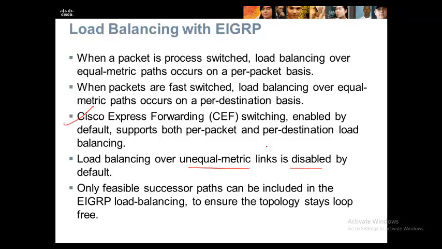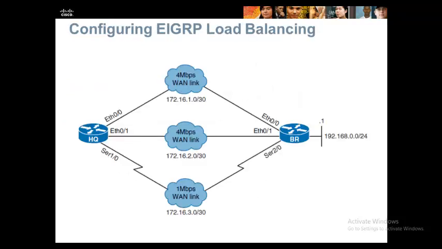Let's go next. Okay, here we go. Headquarters has got 3 paths to reach branch office. The bottom link is 1 megabit per second. The above two links are 4 megabits per second. So what do you think? Headquarters will use to reach this network both this path and this path simultaneously, parallelly, which is enabled by default. We call it as equal cost load balancing.